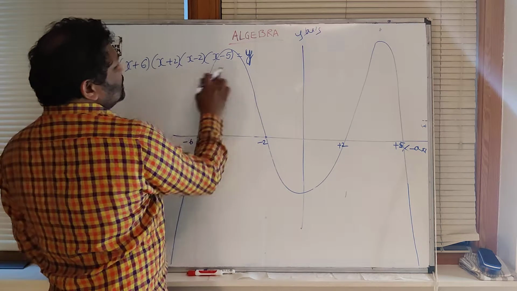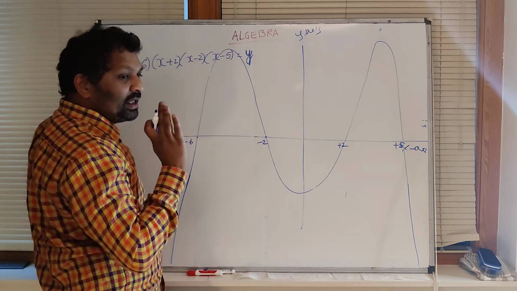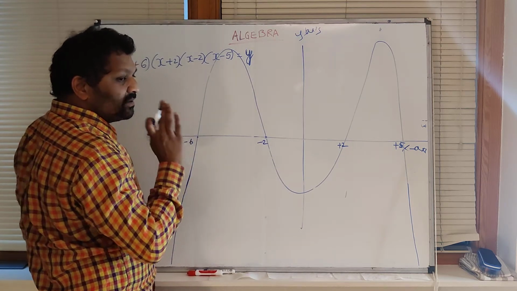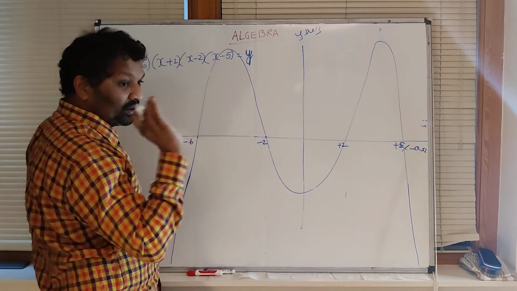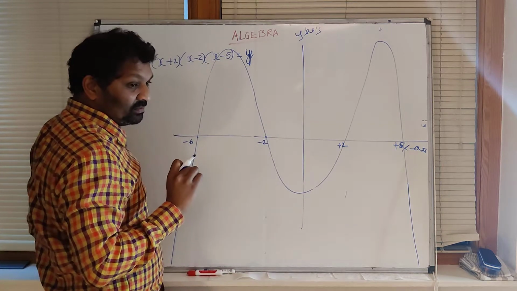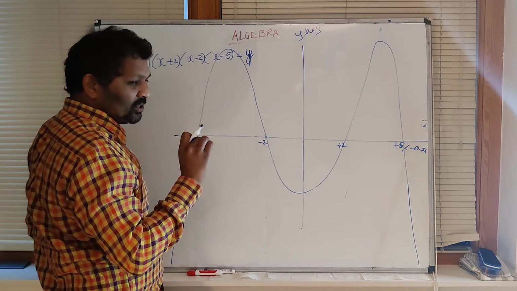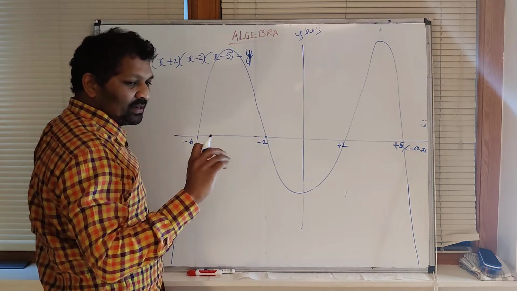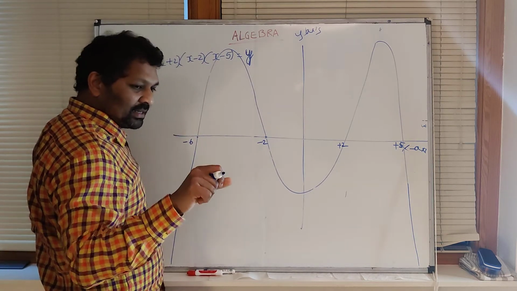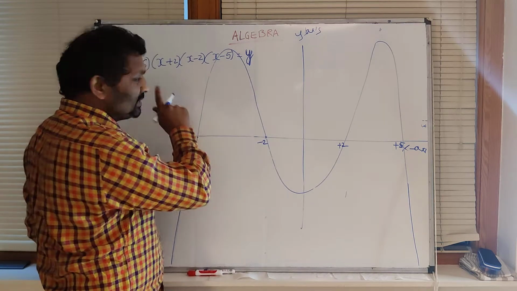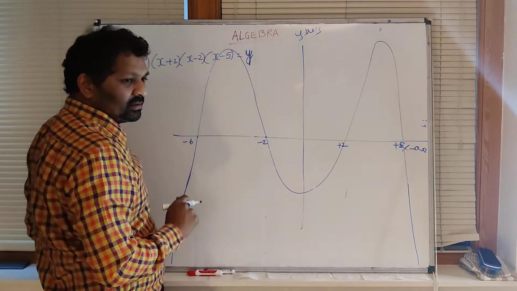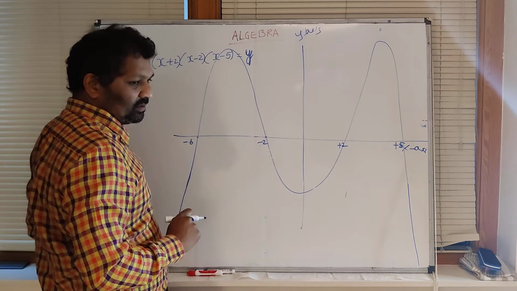Alright. So when you multiply this out, you'll get an equation wherein the maximum power of x is 4. It also has x cube terms, x square terms, and x terms in it. But the maximum power of x is 4, which means it has x to the power of 4.